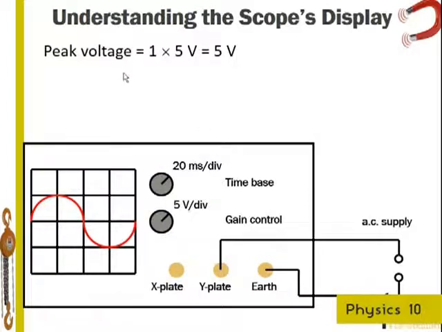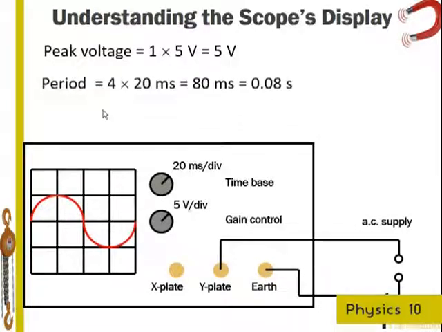Right, the peak voltage is going to be equal to 1 times 5 volts. The period is going to be equal to 4 times 20 milliseconds, which is equal to 80 milliseconds, which is equal to 0.08 seconds.